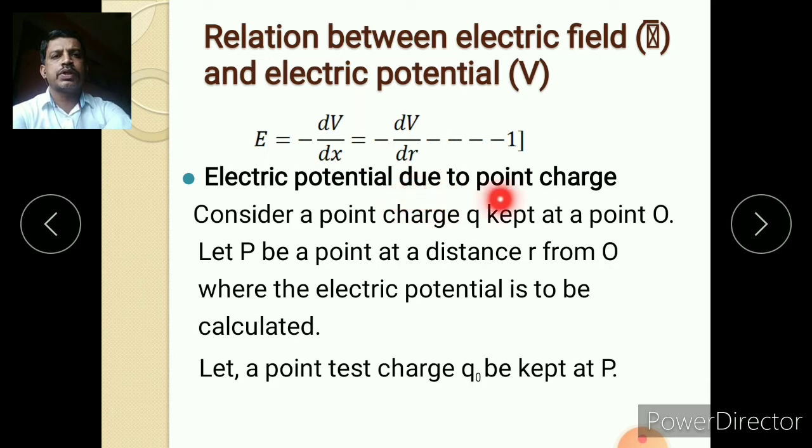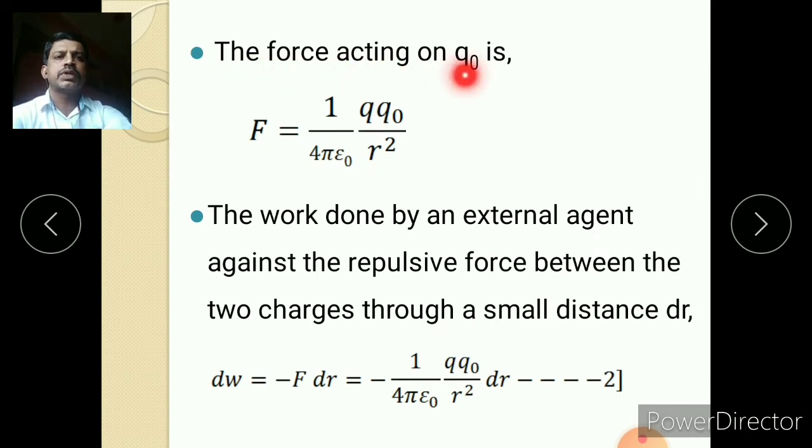Electric potential due to a point charge. Consider a point charge Q kept at a point O. Let P be the point at a distance r from O where the electric potential is to be calculated. Let a point test charge Q0 be kept at P. The force acting on Q0 is F is equal to 1 upon 4 pi epsilon 0 Q Q0 upon r square. The work done by the external agent against the repulsive force between the two charges through a small distance dr is given by dW is equal to minus F dr.